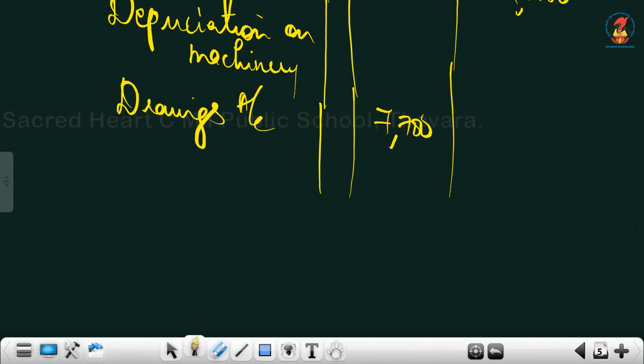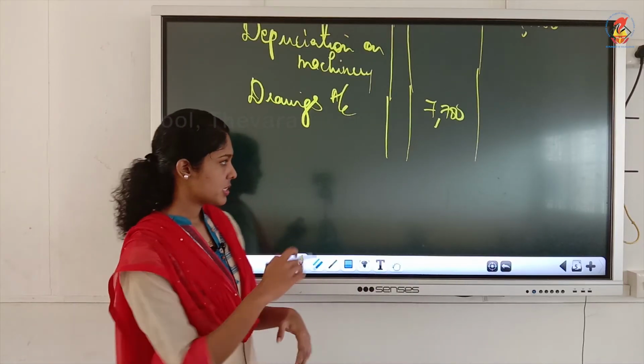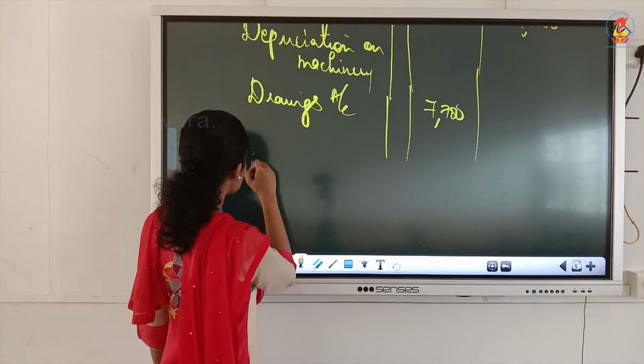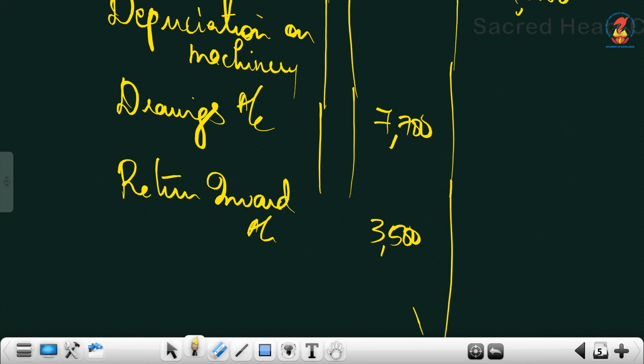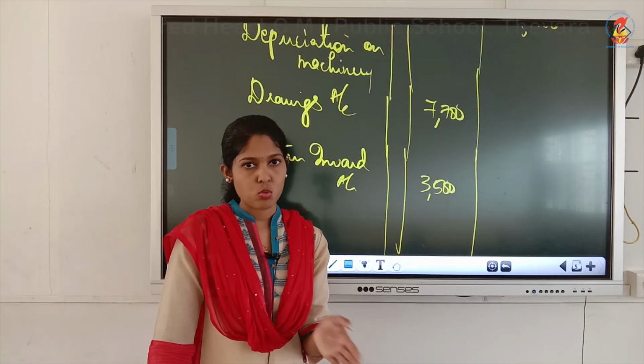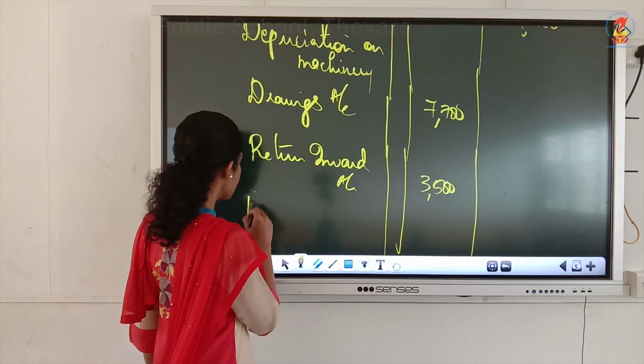Then the next one is returns inward, that's the other name for sales returns. Sales will be having credit balance, so sales returns, debit balance, 3,500. Then we have premises. Premises means the building and its surroundings. So, it is a fixed asset for the firm. It is having a debit balance 5,28,000.